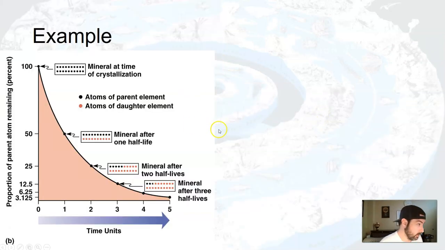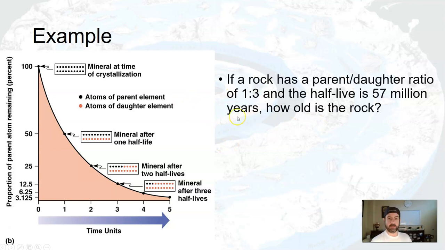So an example. All right, let's look at a little bit of an example. Let's say we're looking at a rock, and this is maybe something we'll tackle in lab. The rock has a parent-daughter ratio of 1 to 3. There's 1 parent left and 3 daughters. And we know the half-life of the particular isotope we're looking at is 57 million years. How old is that rock?